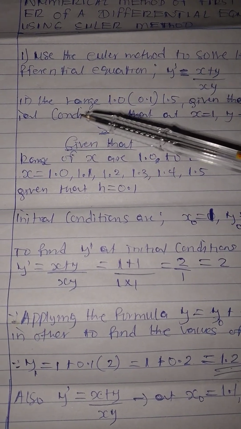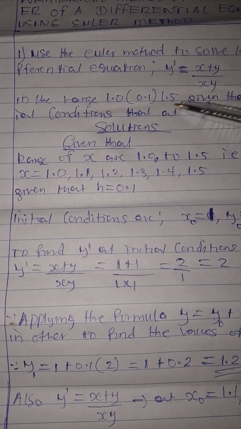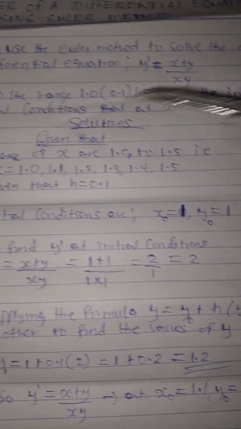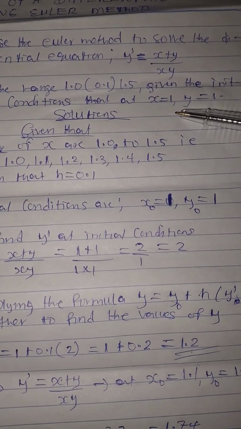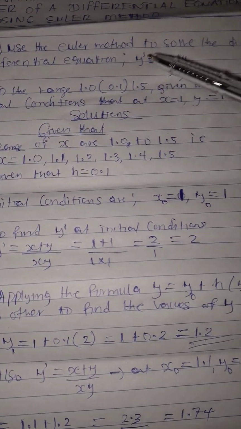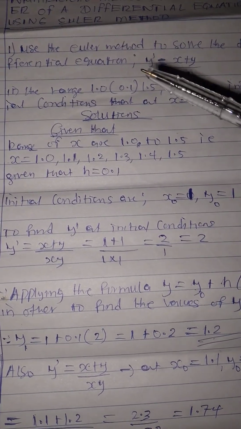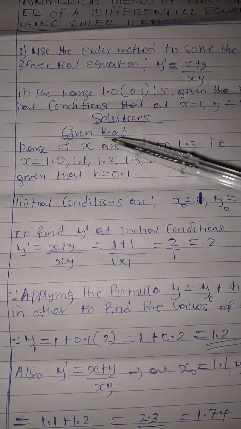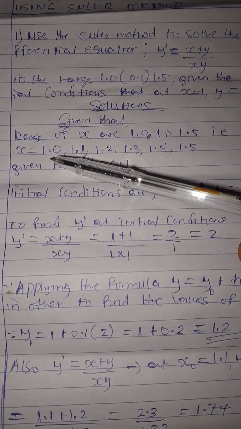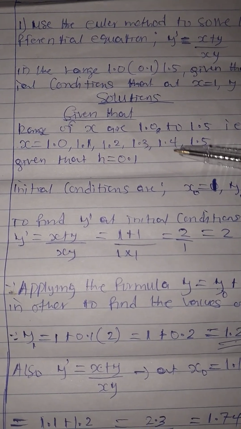Now in the range of 1.0 (0.1) to 1.5, it means that the range here is from 1.0 to 1.5. Given the initial conditions that at x equal to 1, y equal to 1. Okay, now solutions. How do we solve this? We have to find the values of y. You understand? So given that the range of x, we have 1.0 to 1.5. That is x ranges: 1.0, 1.1, 1.2, 1.3, 1.4 to 1.5.